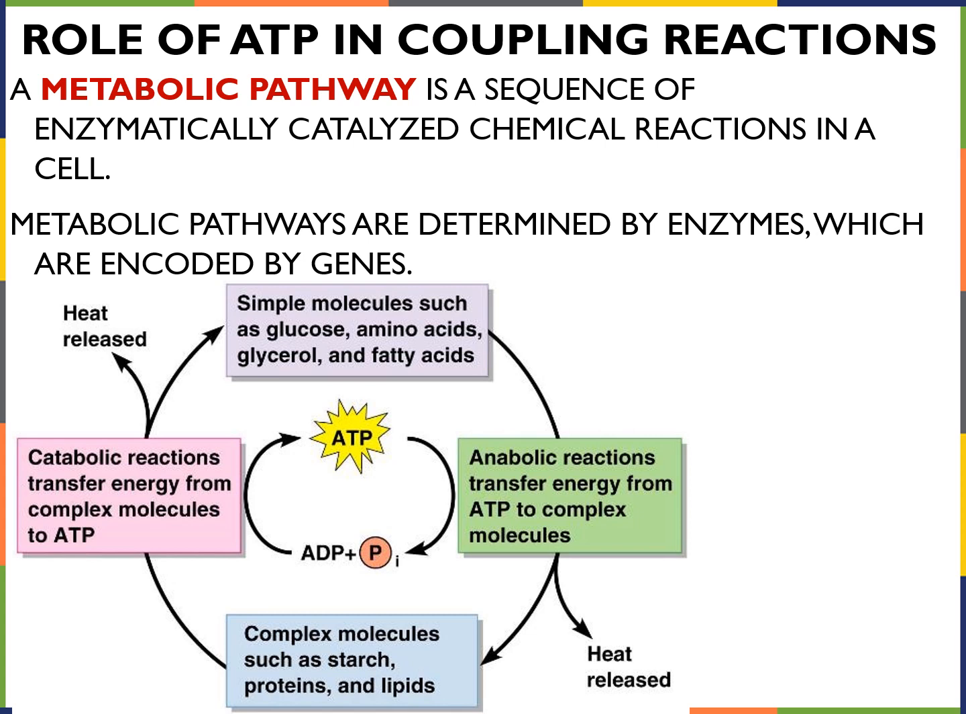And for these reactions to take place, it actually uses ADP and inorganic phosphate, and they come together to form ATP. So these catabolic reactions actually form energy. They make energy, whereas these anabolic reactions actually use energy.